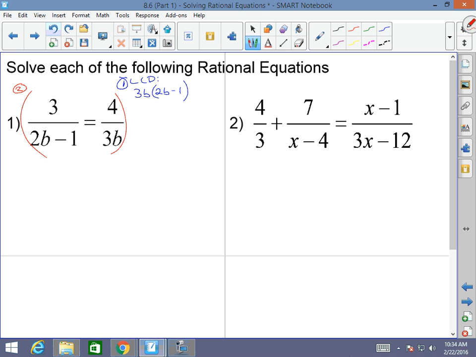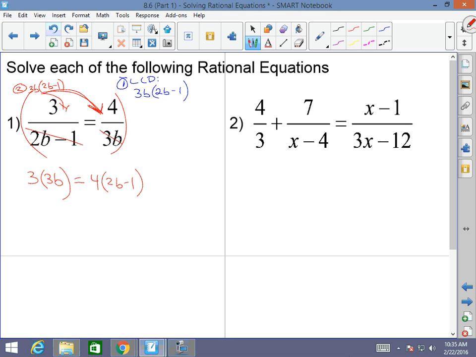Multiply the LCD to every single thing. So I'm going to multiply 3b times 2b minus 1 to every single term. When I multiply 3b times 2b minus 1 over times 3 over 2b minus 1, which ones cancel here? What's left over here? So I've got 3 times 3b, goodbye denominator, equals, when I multiply this to 4 over 3b, who cancels? What am I left with, my brothers? So I've got 4 times 2b minus 1.